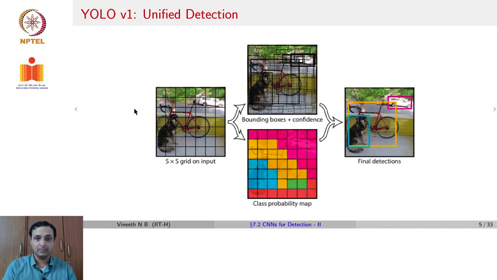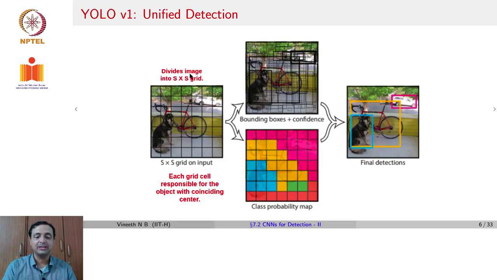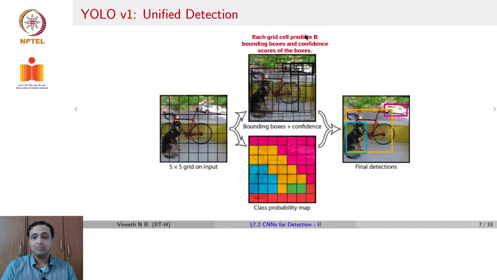Given an input image, you first divide the image into an S by S grid, and each grid cell is responsible for the object with its coinciding center. So for example, if you took this particular grid cell here, that would be responsible for this object dog here and has to predict those bounding box offsets. So each grid cell predicts B bounding boxes. B is another hyperparameter, and confidence scores for each of these boxes.